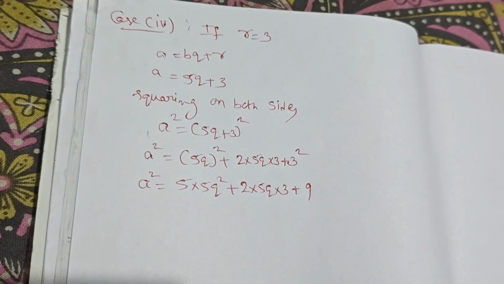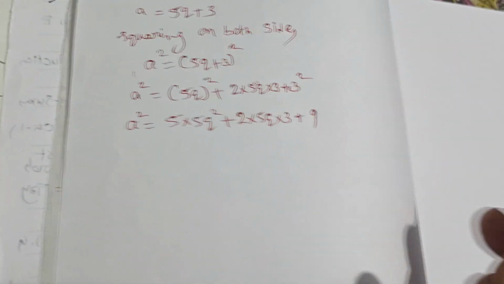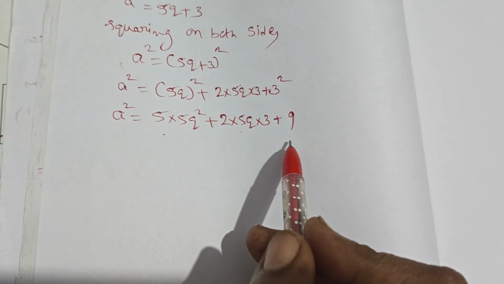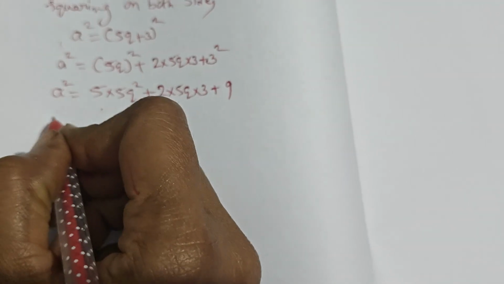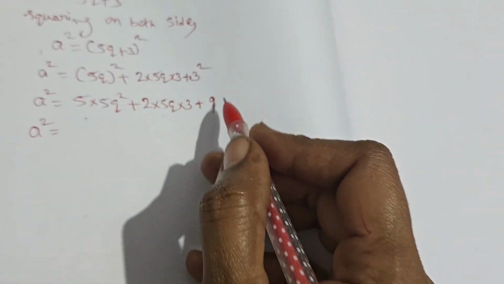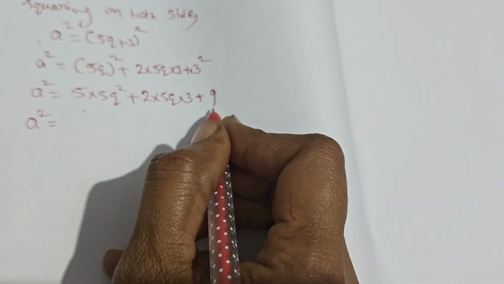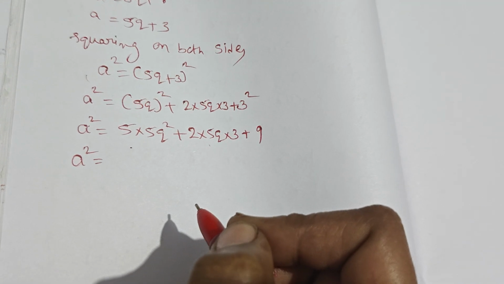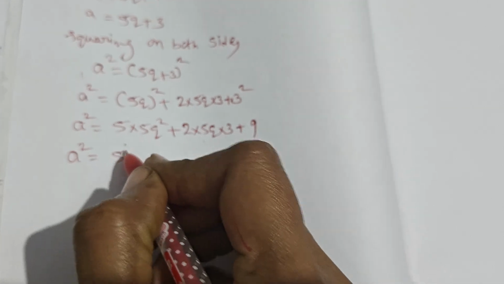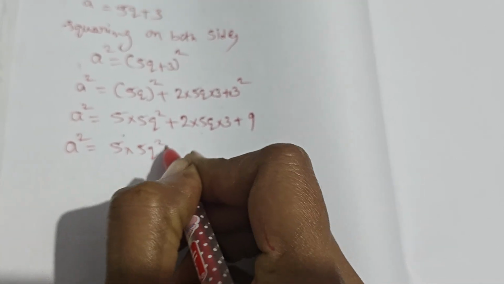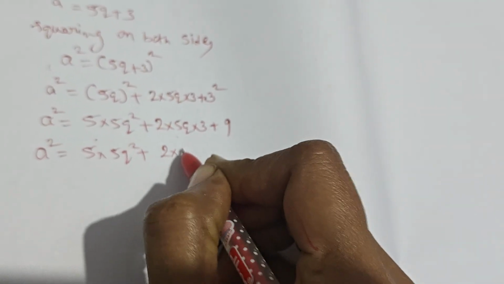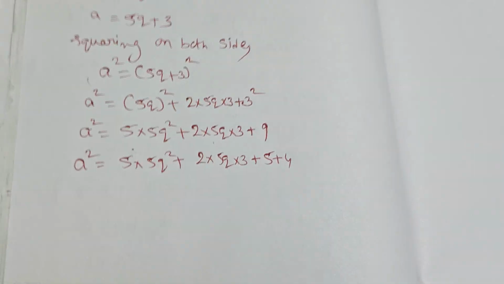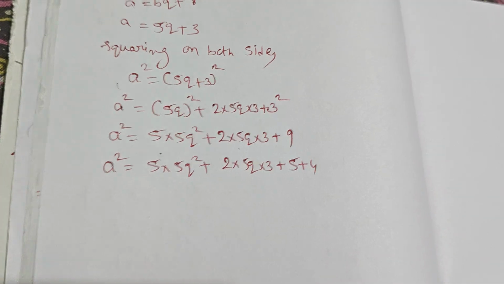Is it right? 9. But here, if you take 5 common, 9 will be left. Actually, this is the remainder 9, and the remainder should not be greater than the divisor. So what we will do? 5 into 5q square plus 2 into 5q into 3 plus, we can write 9 as 5 plus 4.